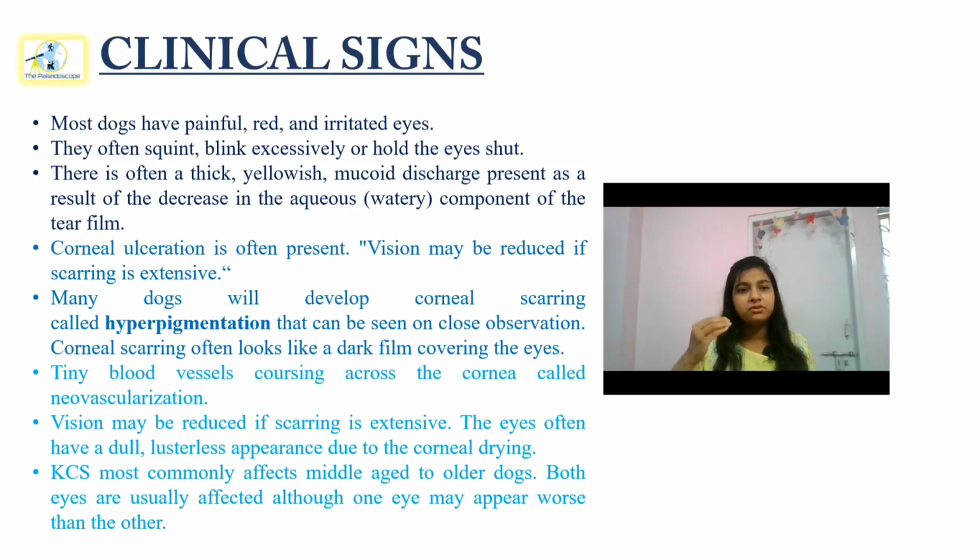Vision may be reduced if scarring is extensive. The eyes often have a dull, lustreless look. The water is not present. The aqueous portion is not present. So it will be a lustreless appearance due to corneal drying. KCS most commonly affects middle-aged to older dogs. Both eyes are usually affected, although one eye may appear worse than the other eye. Okay, mostly both the eyes will be affected.